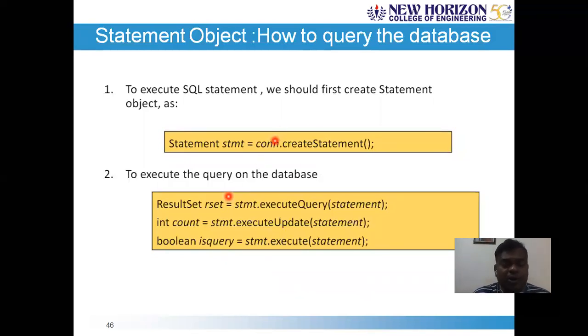Once you have it, a statement object can be obtained by making a call to the createStatement method over the connection, con.createStatement, which is the statement object stmt. Using this statement object, we can use either executeQuery, executeUpdate, or execute.